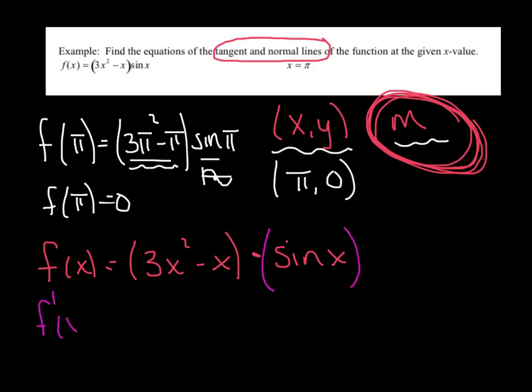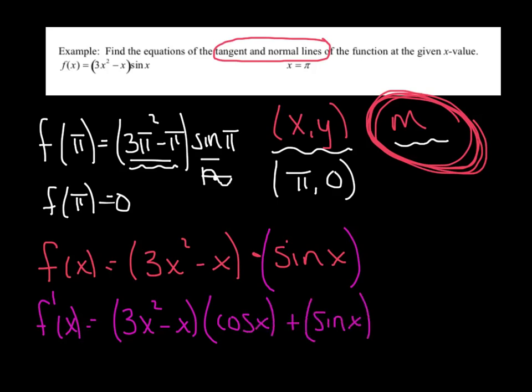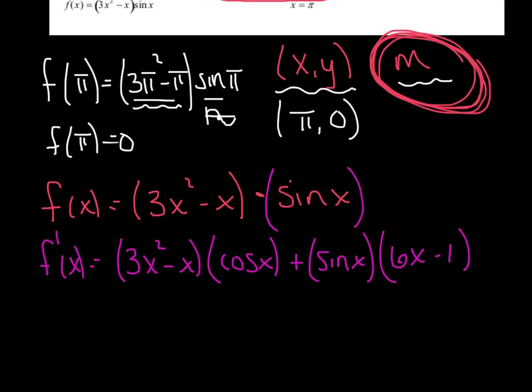So f prime of x equals first times the derivative of the second plus second times the derivative of the first. So that's 6x minus 1. And don't be shy. I still say that every time to this day. First derivative of second plus second derivative of first. Now, at this point, there's really no need to write anything out or to multiply anything because you just want to know what the slope is when your x value is pi.